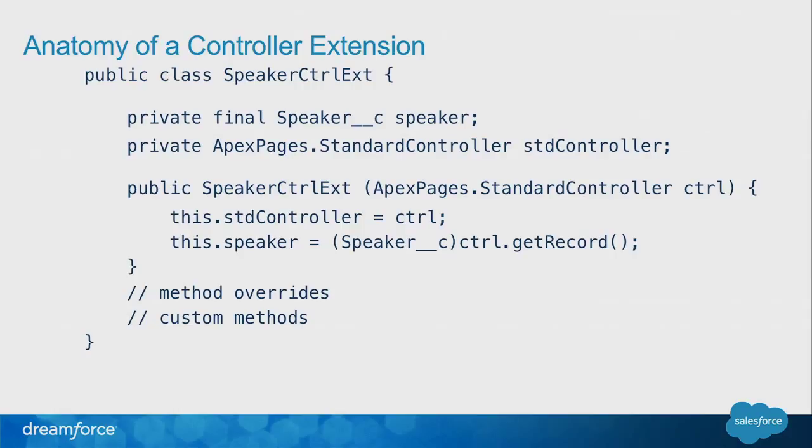So for example, we have a public class speaker controller extension. It has a private variable of speaker, a private of standard controller, and then it has some methods for overriding custom methods. And it has a constructor. See that constructor there? Where it says public speaker controller, Apex Pages.standard controller. That allows you to overwrite a page. This is the key to saying, if you have an Apex class and it says Apex Pages.standard controller, that's going to let you use that controller in a Visualforce page to override a standard page.